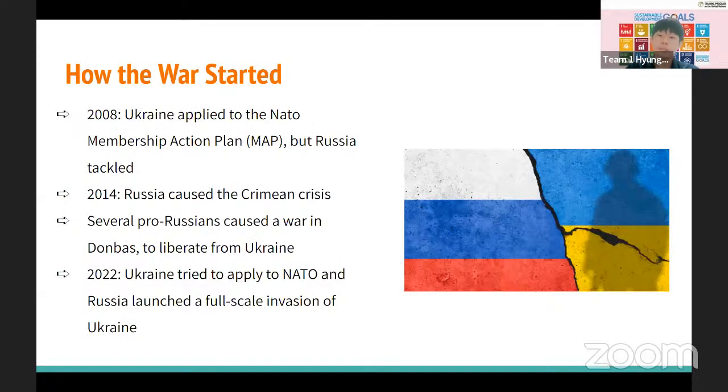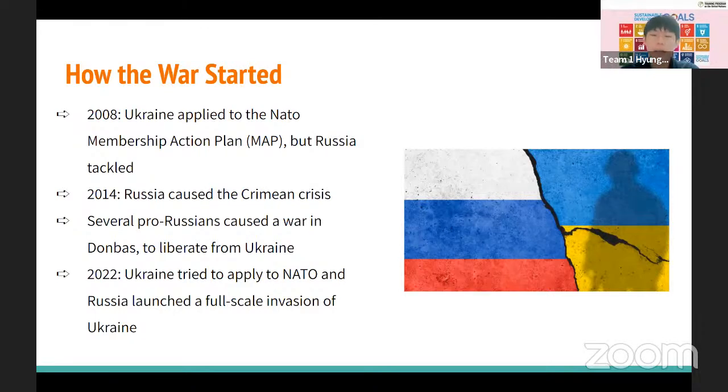A few years later, in 2008, Ukraine applied to the NATO Membership Action Plan, which is also called the MAP, to seek a solution to avoid Russia's threat and ensure the civilians' safety. Russia said NATO is breaking its promise to the past Soviet Union.